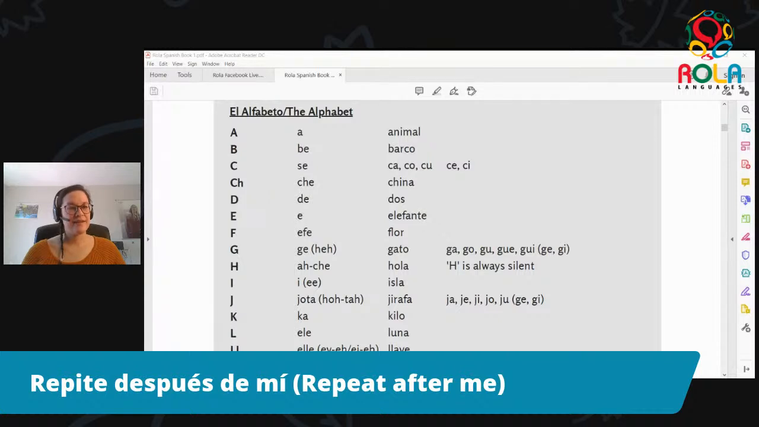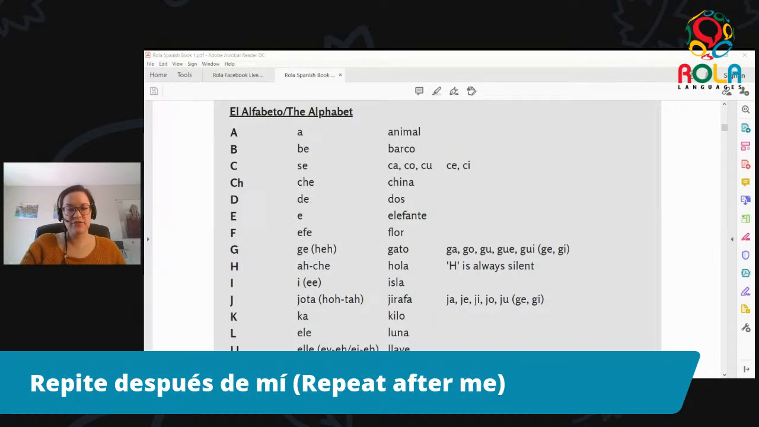Okay, next one we have after the jota is the letter ka. Ka. Like kilo. Ka is interesting in that there are no native Spanish words that start with ka. All of the words you might find in Spanish that have ka are usually adopted from other languages into Spanish. So there's very few words in Spanish that have ka.